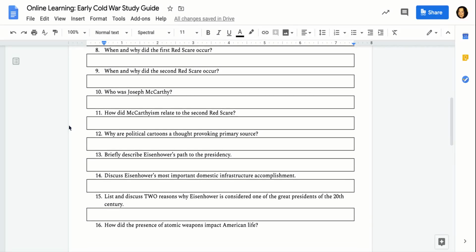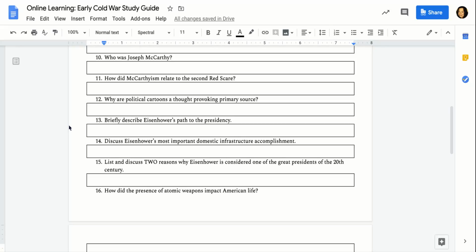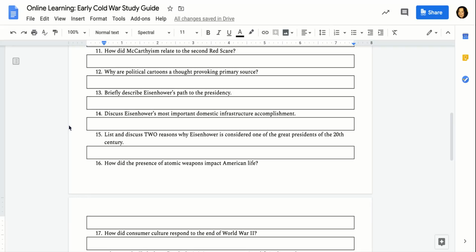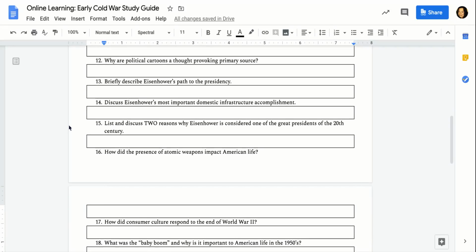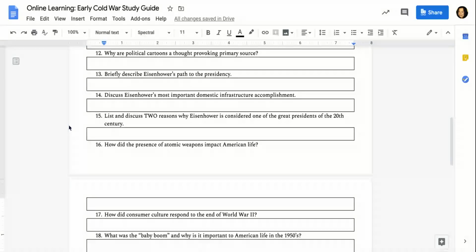Number 9 is a little bit more obvious than number 8. Number 10, who was Joseph McCarthy? Just tell me like a little bit about him. What is McCarthyism and how did it relate to the second Red Scare? I really liked in that lesson that we used political cartoons. Why are political cartoons a thought-provoking primary source? Why do people sometimes like political cartoons better than any other primary sources? Give me some of your feedback there.